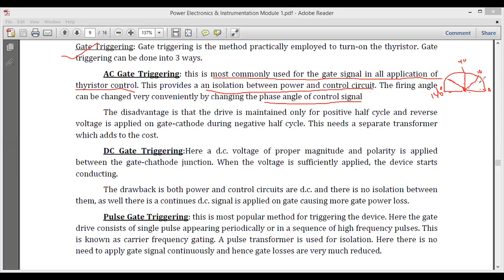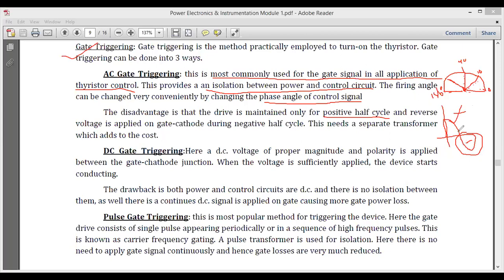So this mechanism is the simplest mechanism to turn on your SCR. But the disadvantage here is that the drive is maintained only for positive cycles, because it is AC triggering. In AC we have only two cycles, one is the positive and the other is the negative half cycle. In the negative half cycle your SCR is turned off because it is reverse biased, it cannot be turned on.